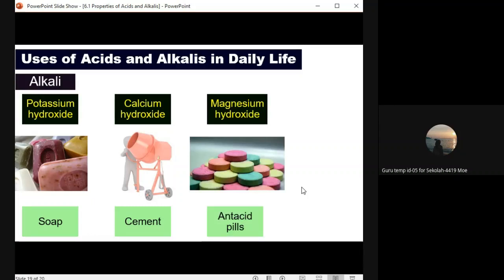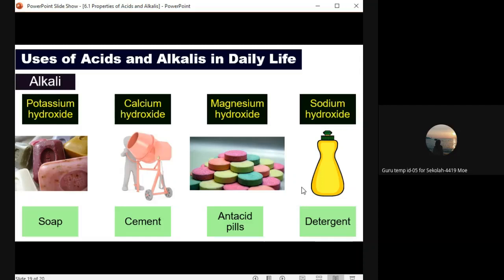antacid pills. So what are antacid pills? Antacid pills are pills that we eat to neutralize acid in our stomach, to relieve indigestion and heartburn. The doctor will give you these antacid pills if you have heartburn or digestion problems, so they can neutralize the acid in our stomach to reduce the pain. And then we have sodium hydroxide, to make detergent to wash your clothes. Alright.